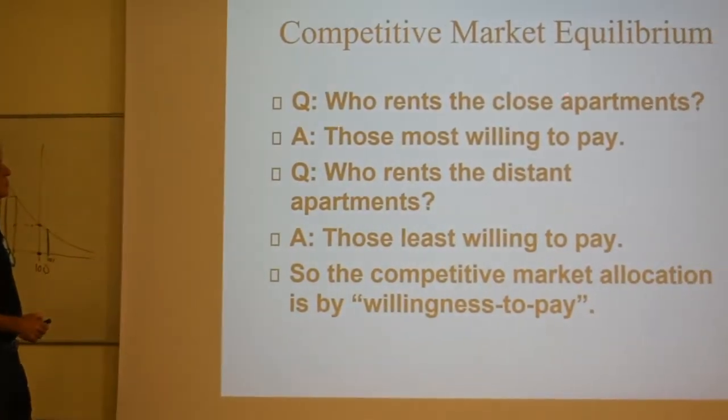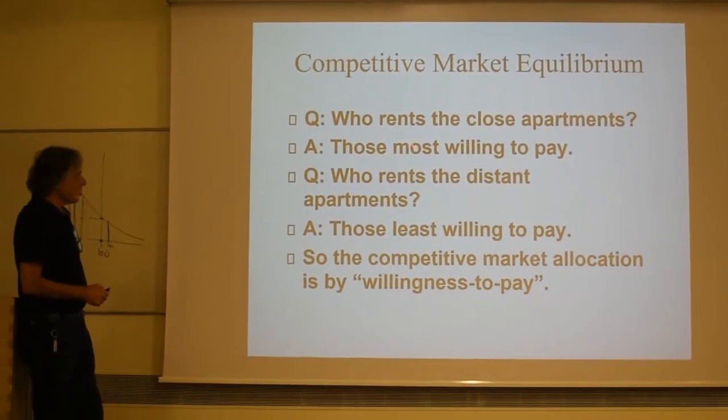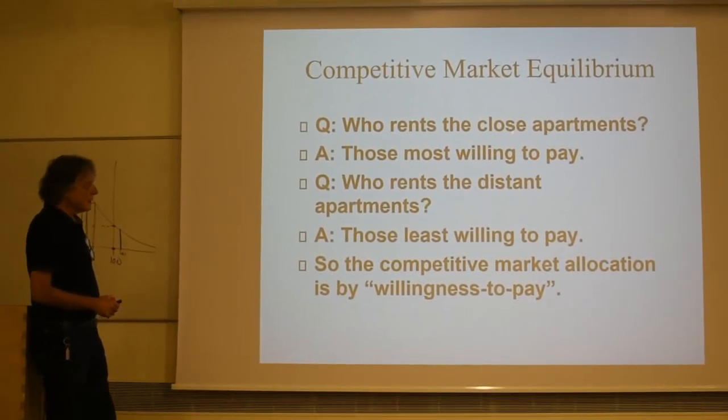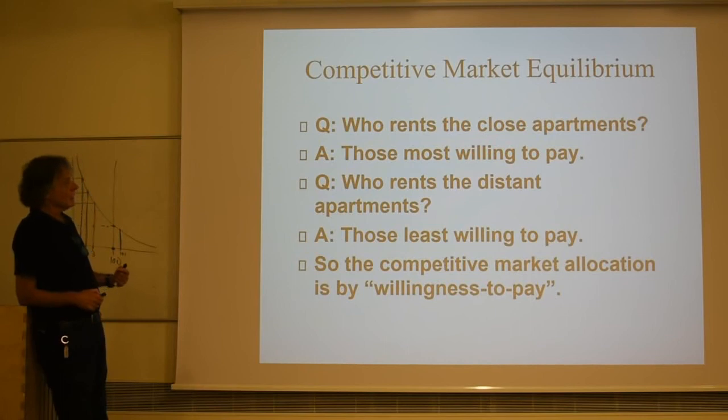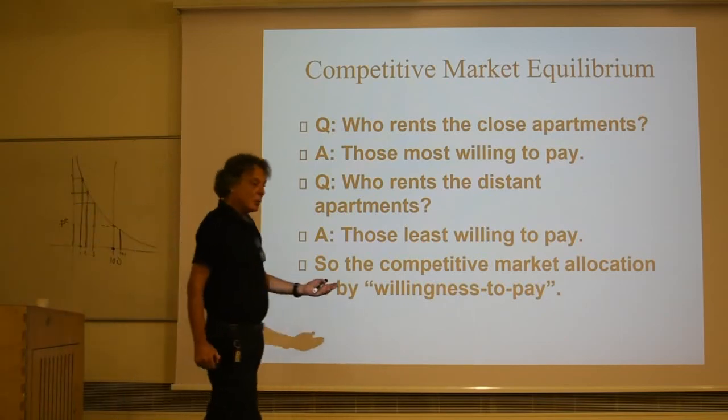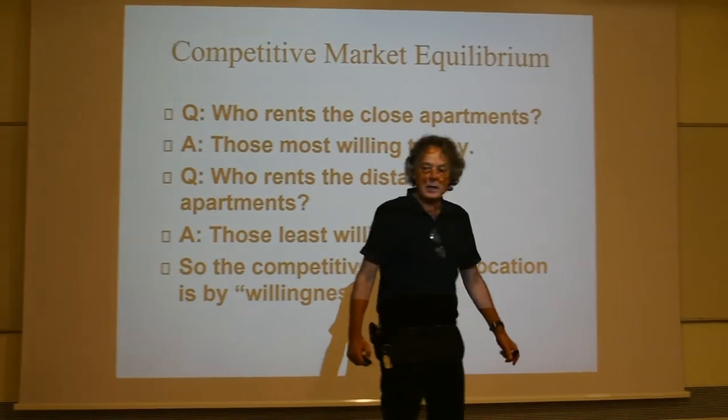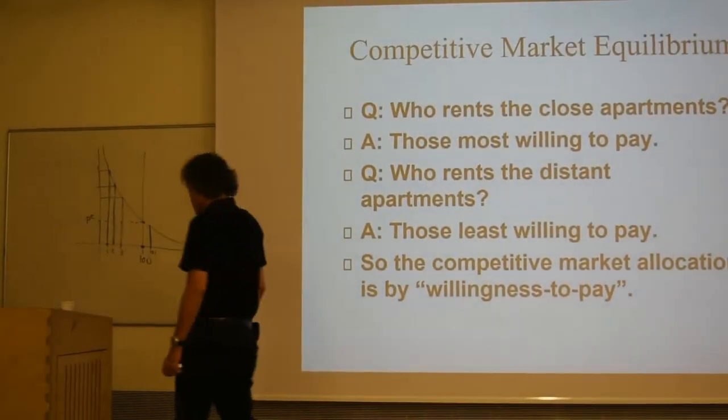Who rents the close apartments? Those most willing to pay. By the way, later on, I'll argue that this is very efficient, that one that is willing to pay more gets it before one that is willing to pay less. So those most willing to pay. Who rents the distant apartments? Those least willing to pay. So the competitive market allocation is by willingness to pay. If you are willing to pay more than PE or equal, you get it. If you are willing to pay less than PE, you don't get the close apartment.